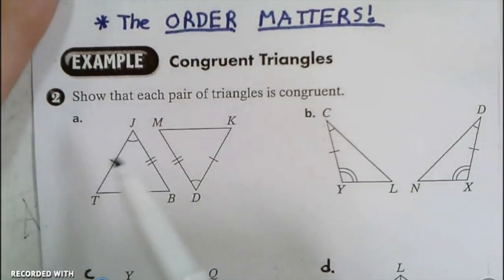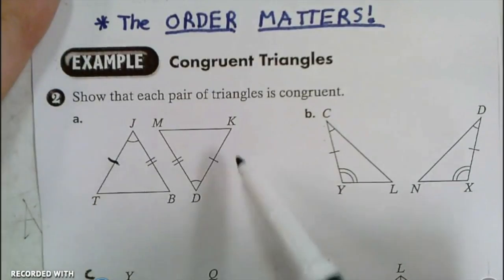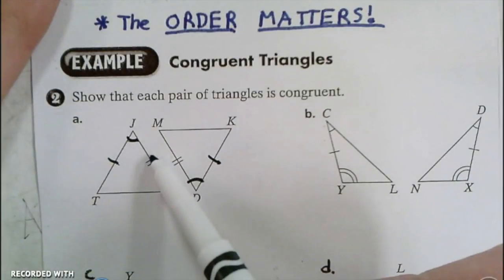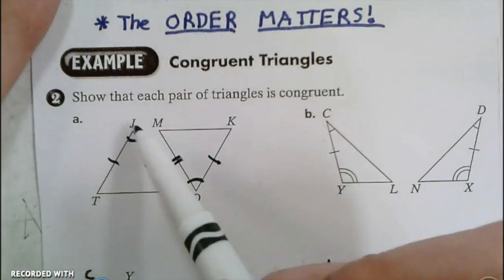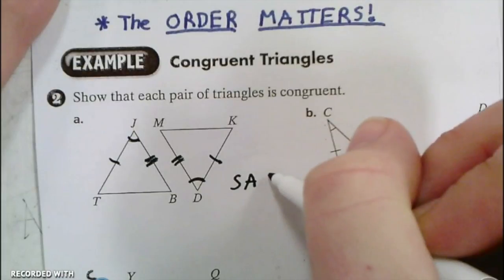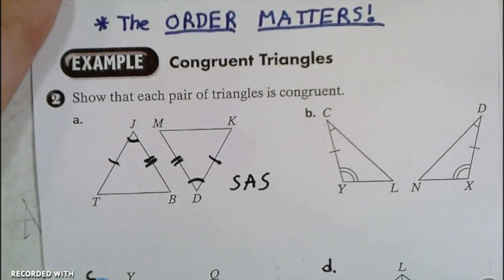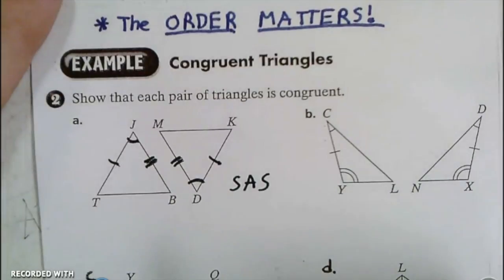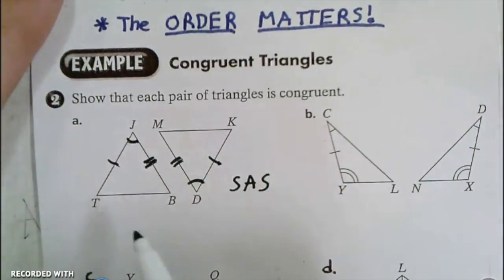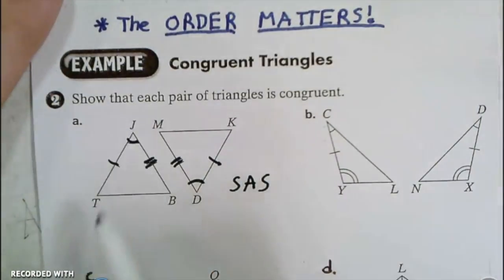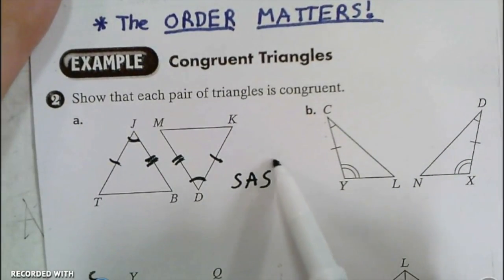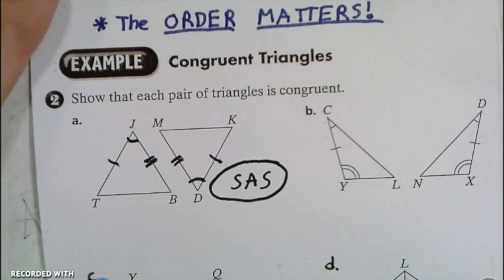So we've got a side, an angle, and a side. Side, angle, side. Side, angle, side. So that would be the congruent statement for this. Now, if it asked you to list the angles, you really could say, angle D is congruent to angle J, side TJ is congruent to KD, and all of that. For our purposes right now, I just want you to be looking for those.